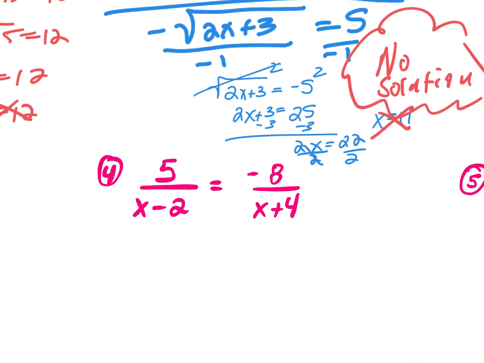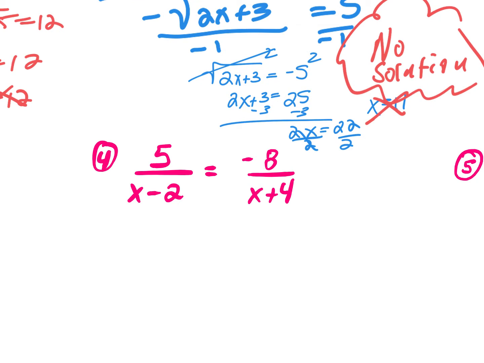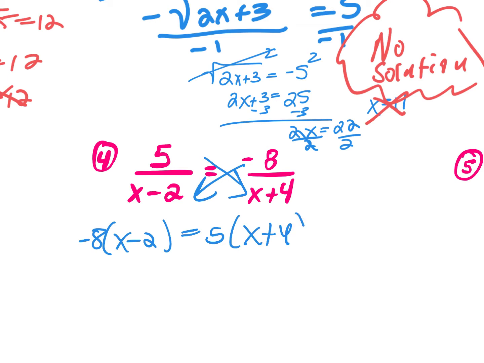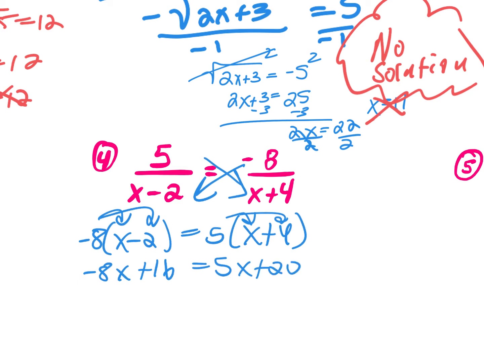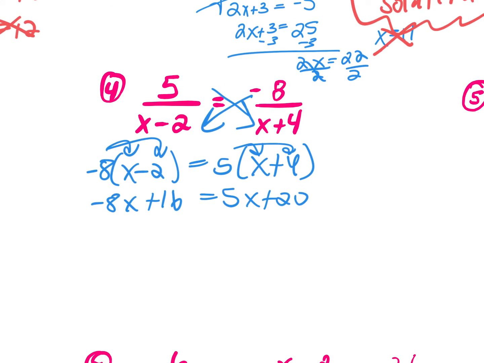When you have a fraction set equal to a fraction, you can simply cross multiply. So I'm going to say right here, -8 times (x - 2) equals 5 times (x + 4). If we distribute the -8, I have -8x + 16 equals, distributing the 5, 5x + 20. And now we'll just simply solve the equation by moving letters to one side, numbers to the other.